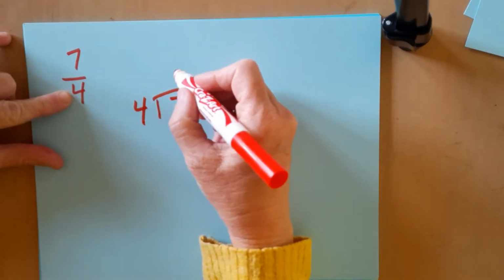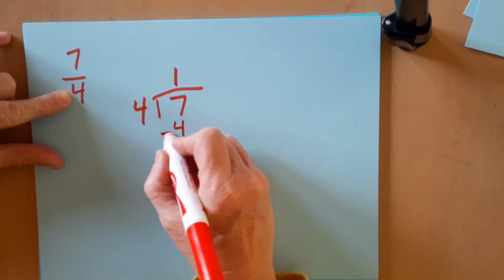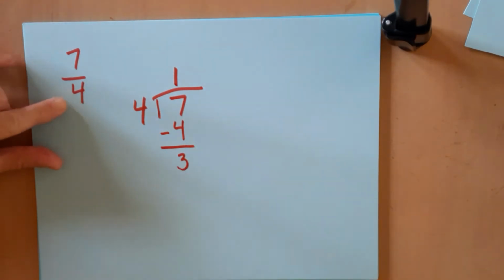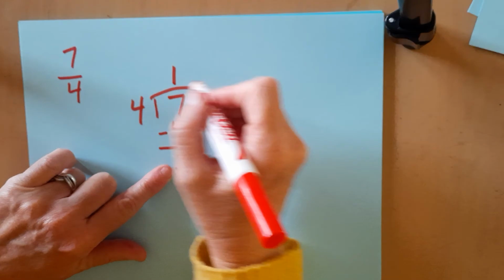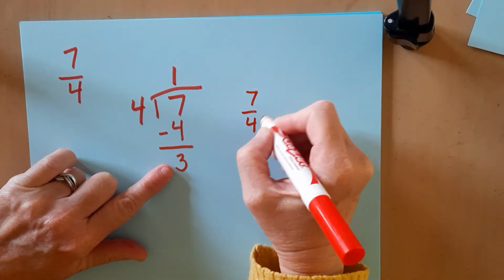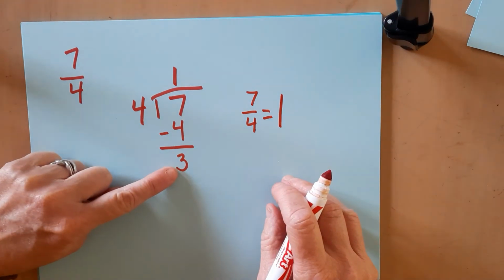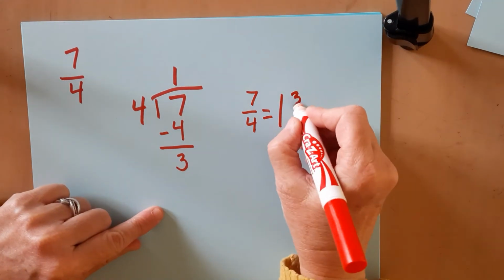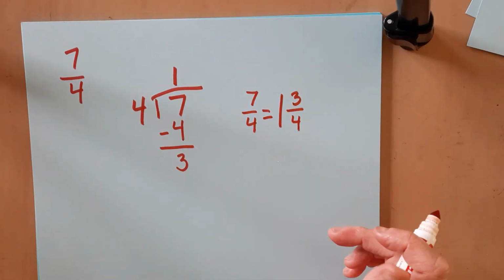4 goes into 7 one time. 1 times 4 is 4. And then you have a remainder of 3 left. So that means that 7/4 is equal to 1 whole plus 3/4 left over. That's how you get 1 and 3/4.